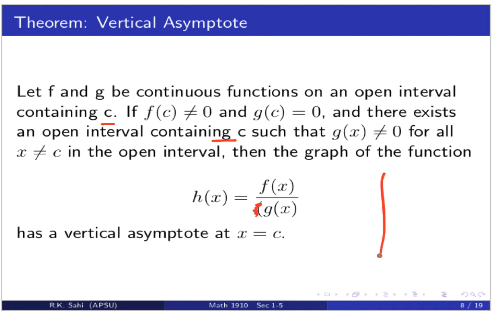For example, we just did this example here. We have this function at 1 and we had a graph like this. So the vertical asymptote was given by x equals 1. So let's do examples.